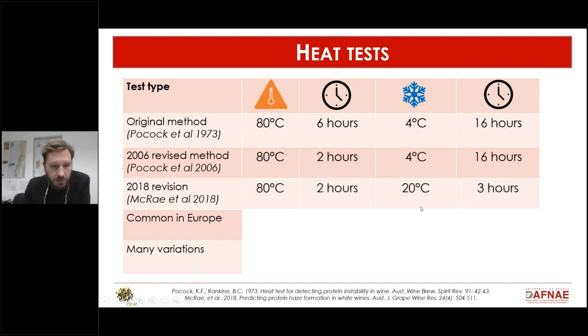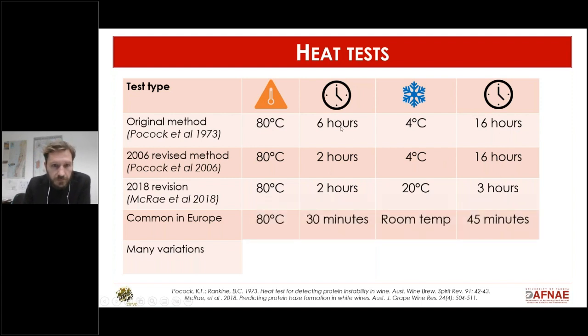In 2018, McRae from the Australian Wine Research Institute looked at that test again with a similar approach to the one used in 2006. They were able to revise that test, which was then defined as 80 degrees for 2 hours, followed by 20 degrees for 3 hours. So significantly reducing the amount of time to get the results, saving 13 hours of the cooling step. So this is Australia. Australia has been leading the way on this test.